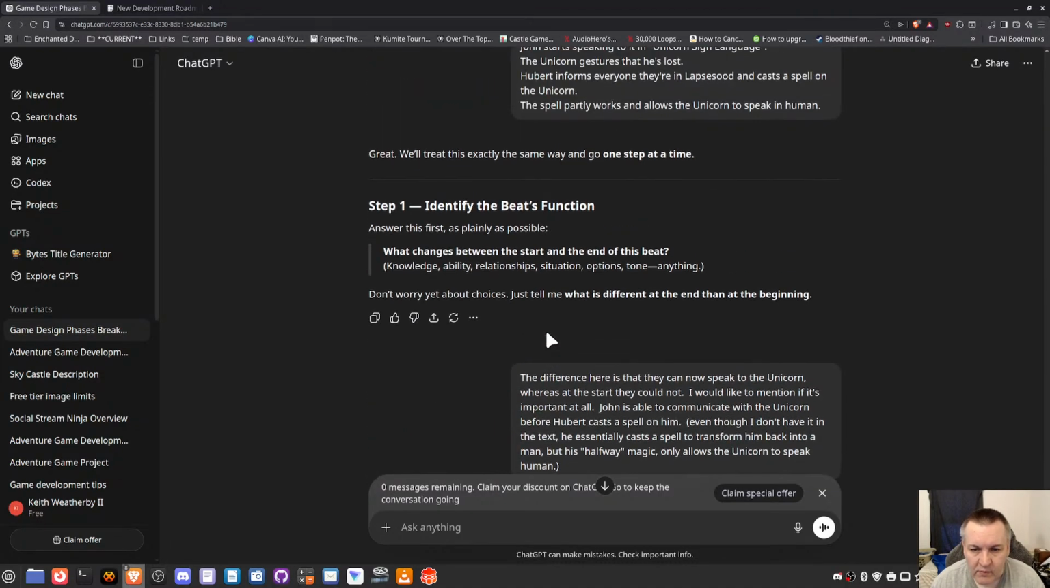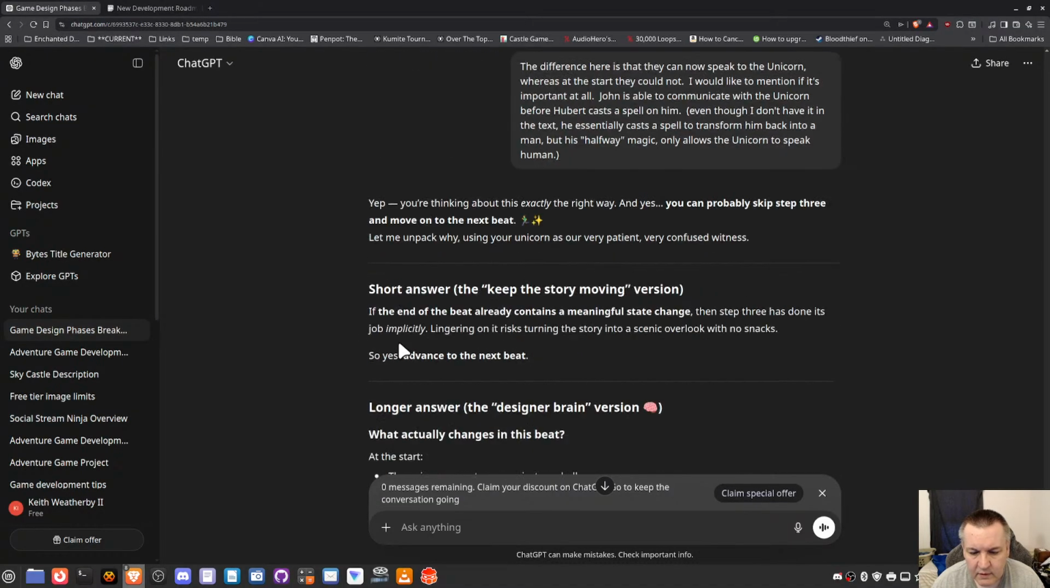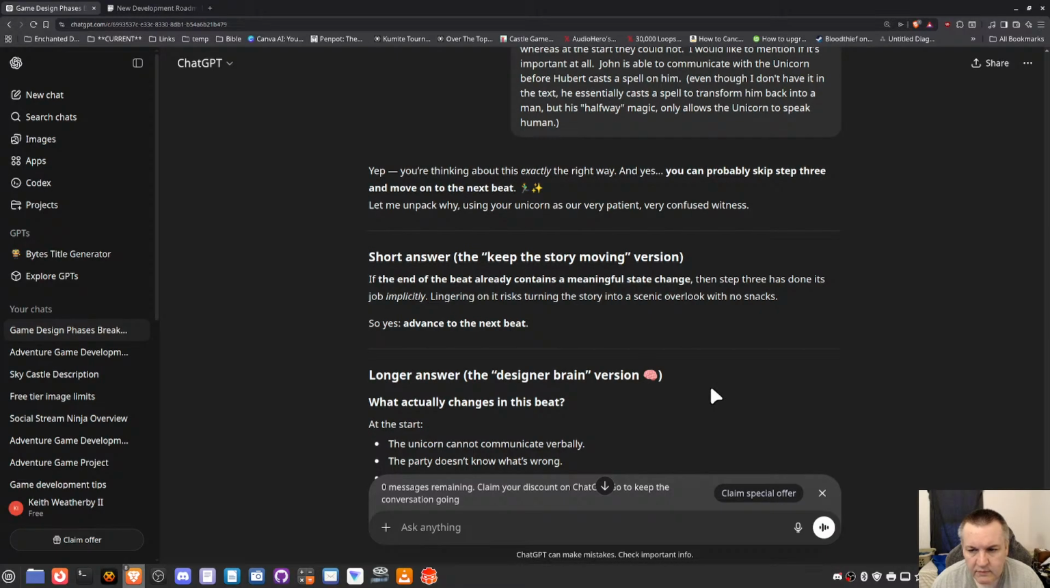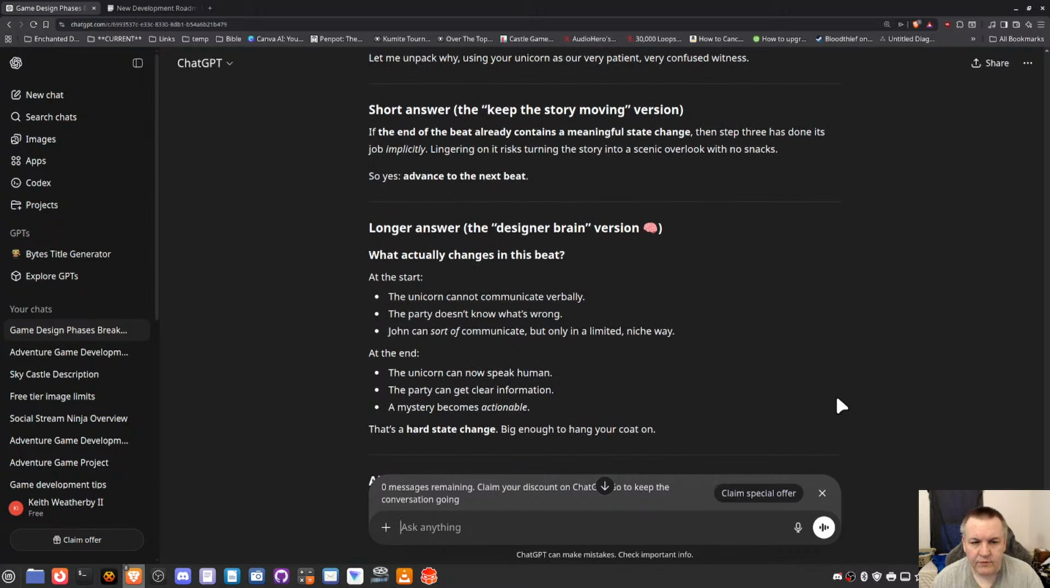Okay. I'll read it and then we'll say: if the end of the beat already contains a meaningful state change, then step 3 has done its job. Implicitly linger on it, and you risk turning the story into a scenic overlook with no snacks. So yes, advance to the next beat.